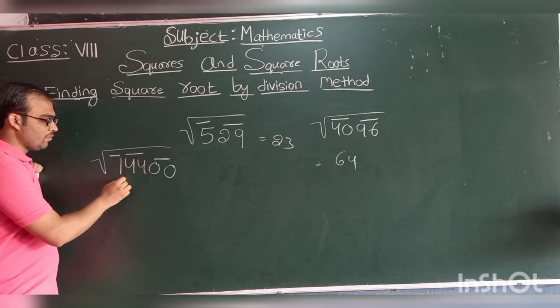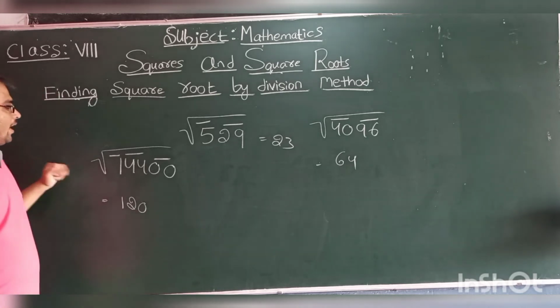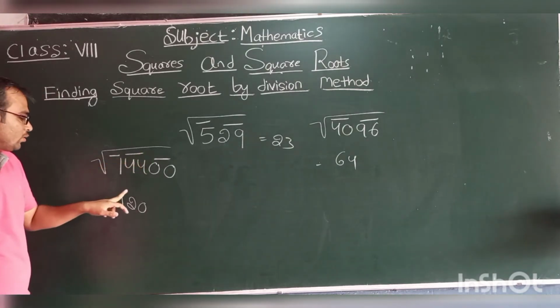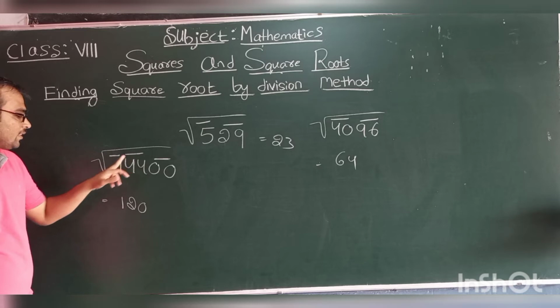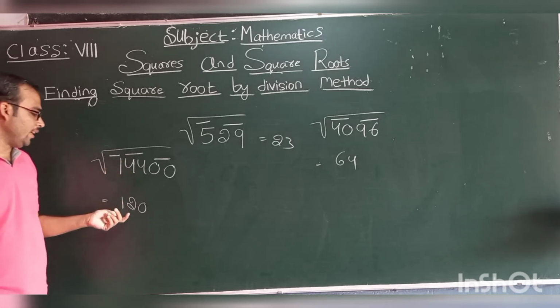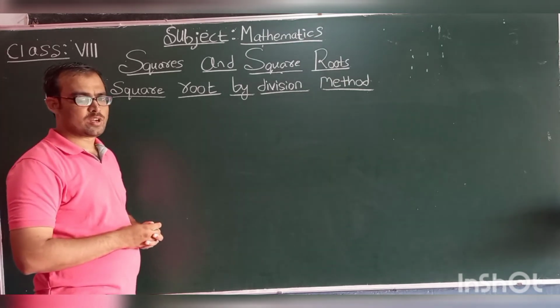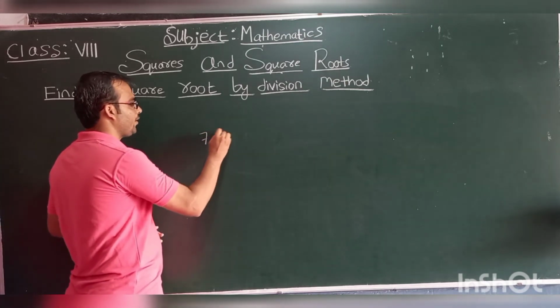What is the square root of this number? That is 120, okay? As here there are 3 bars, so 3 digits, 1, 2 and 0. As there are 3 bars in the number, 3 digits will be there in the square root of this number, okay? Students, now let us solve one more example, okay?